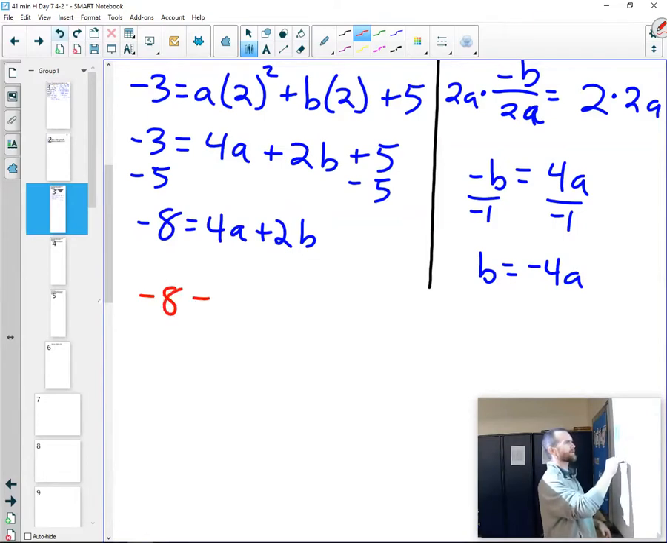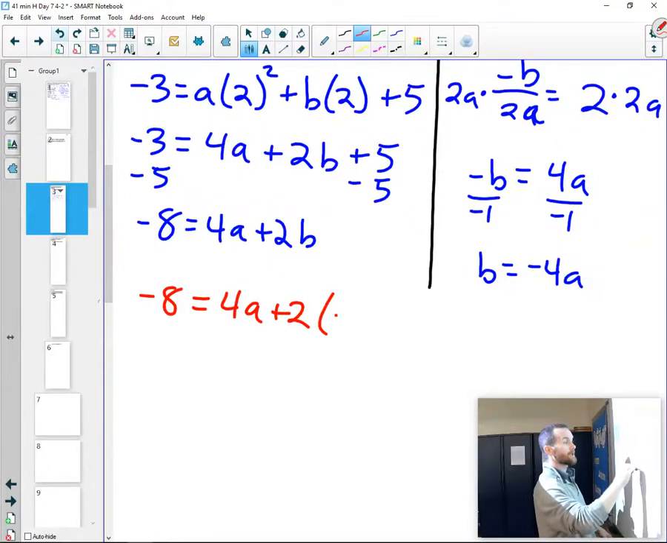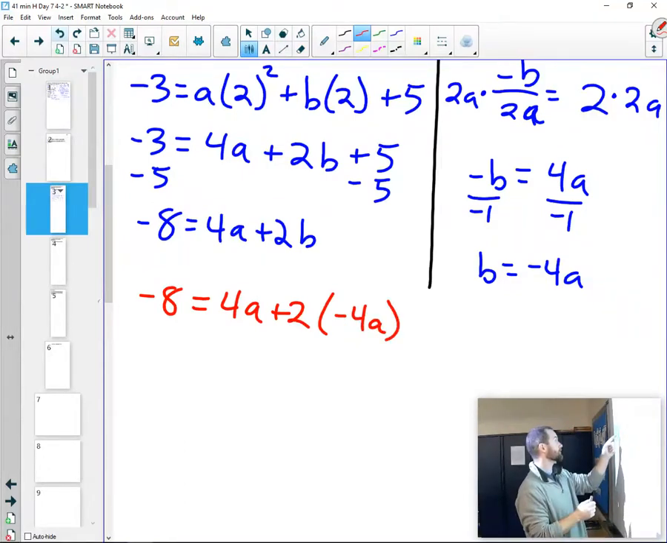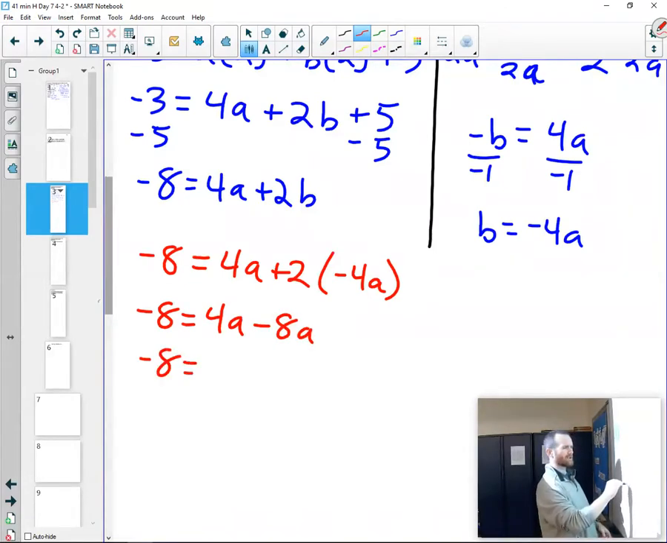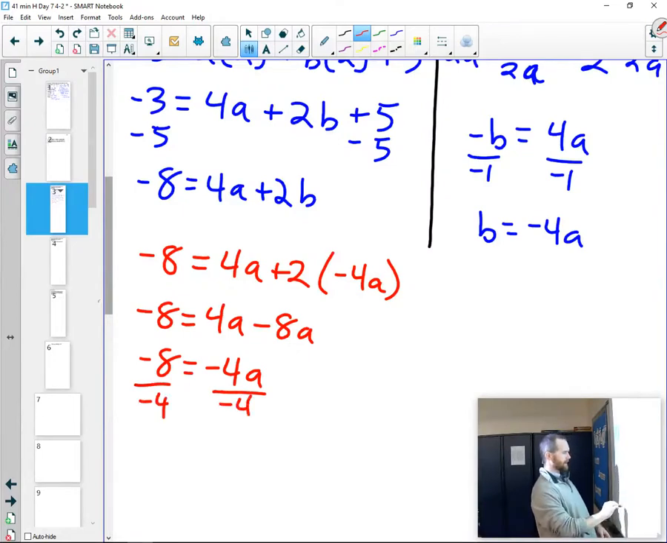So this new equation will be -8 equals 4a plus 2 times -4a. Just take the -4a, substitute it in for b. Now let's run through the algebra. Let's see, this would be -8 equals 4a minus 8a. That gives us -8 equals -4a when we combine, divide everything by -4. And we end up with 2 equals a.